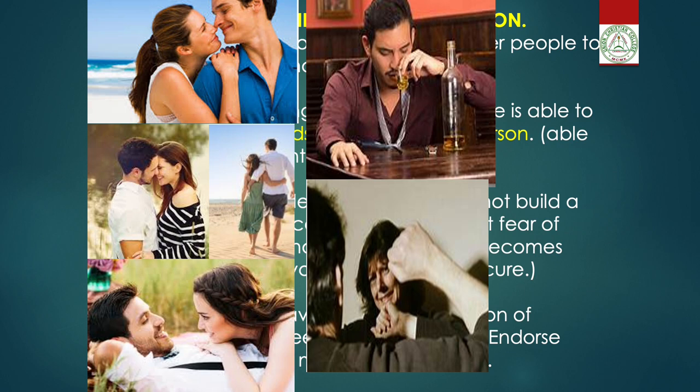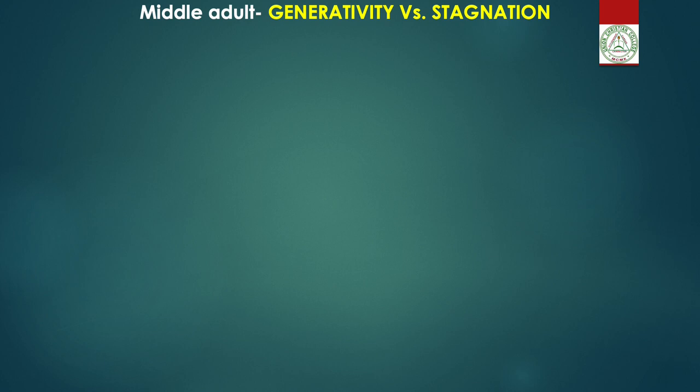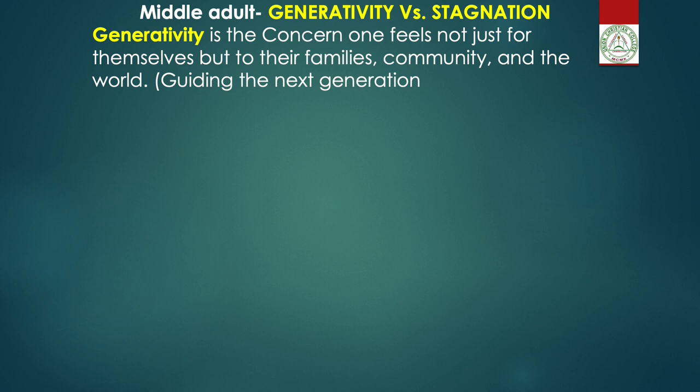Now we proceed to the middle adults. Most of your parents are already middle adults. And their developmental task is generativity versus stagnation. When we say generativity, it is the concern that one feels, not just for themselves, but also to their families, community, and to the world. So when we say generativity, it is a sense of responsibility to guide the next generation.